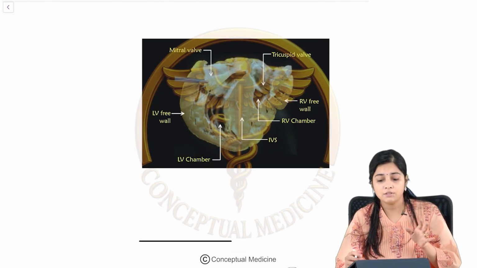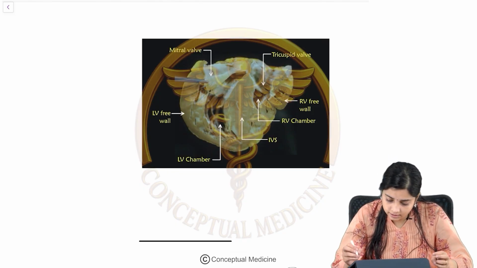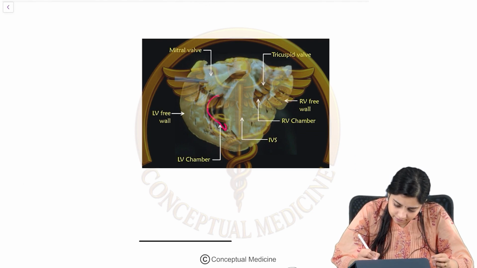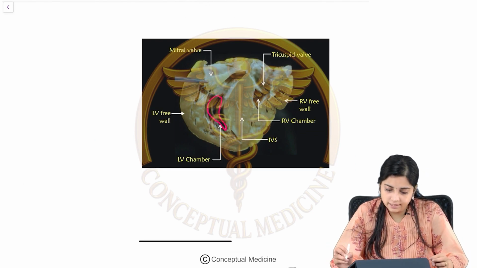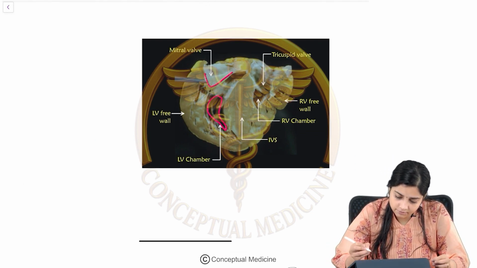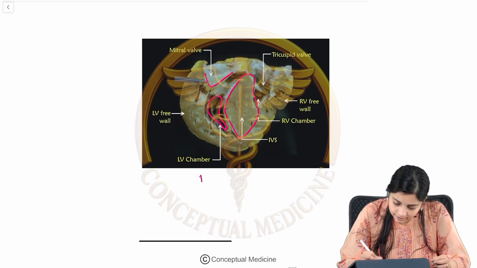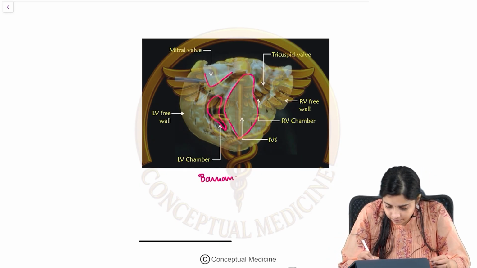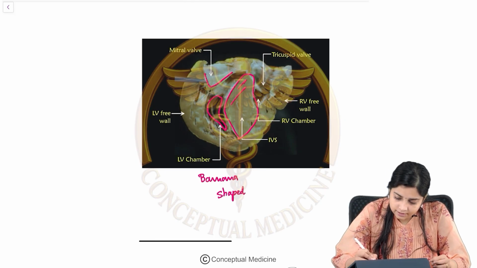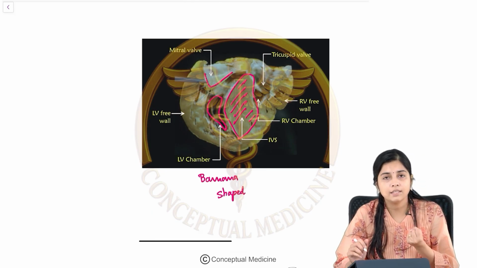This is the pathological specimen. As you can see here, this is the LV cavity, this is your mitral valve, and can you see that there is an asymmetrical septal hypertrophy and the LV cavity becomes banana shaped. So you can see that the interventricular septum is so much hypertrophied that the LV cavity size itself is decreased.